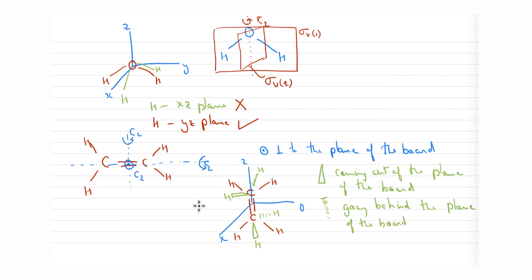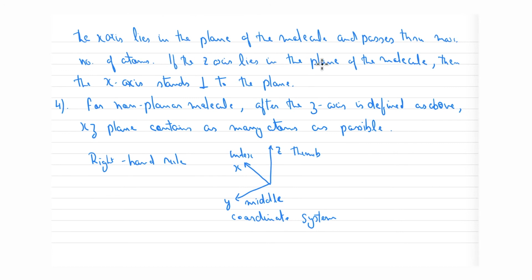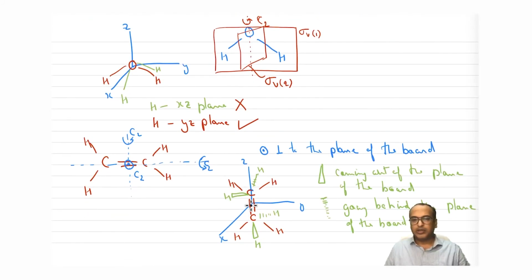Right? Okay. So now let's see whether the green one is the correct one or the red one is the correct one. Green is now in the XZ plane, red is in the YZ plane. The principal axis is in the molecular plane. So here, if the z-axis lies in the plane of the molecule, then the x-axis stands perpendicular to the plane. So in this case also, your x-axis will be perpendicular to the plane. That means the red orientation is the correct one and green is the wrong one.